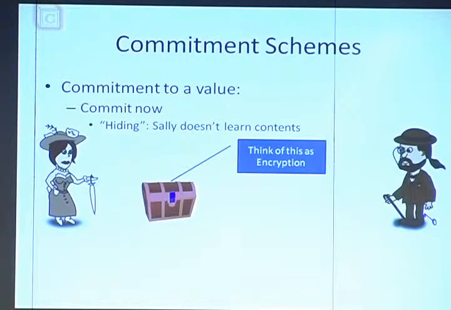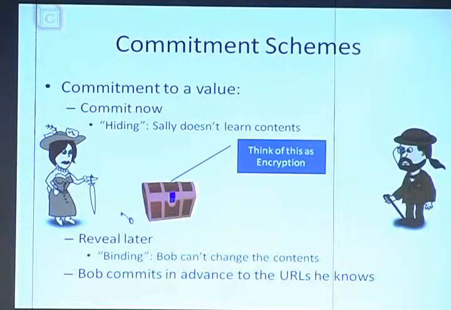You can't tell by looking at this encrypted value what's inside. But later, Bob can give Sally the key, and then she can open it. Whoops. And the idea is that the commitment is binding. So once I've given Sally the chest, I can't change what's inside. I'm committed to the value. So those are the 2 properties commitments have.